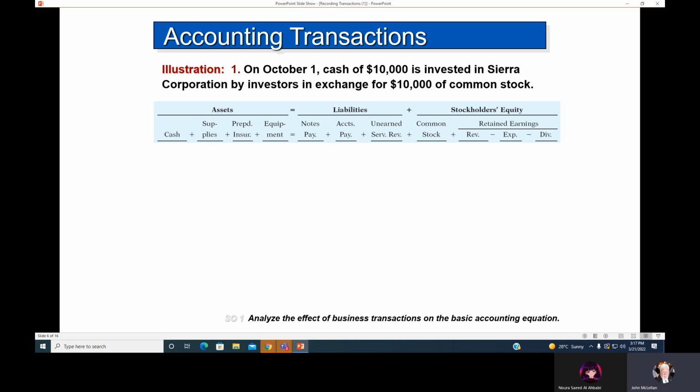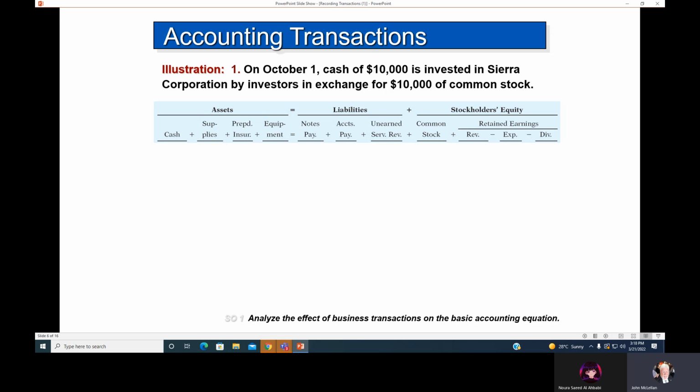Now, let me ask you this. On October 1st, cash of $10,000 is invested in Sierra Corporation, and we're doing the records for Sierra Corporation, by investors in exchange for $10,000 of common stock. Question, is that a transaction? Yes, that is a transaction. That means I must record it in my records. If it's a transaction, it has affected two accounts.